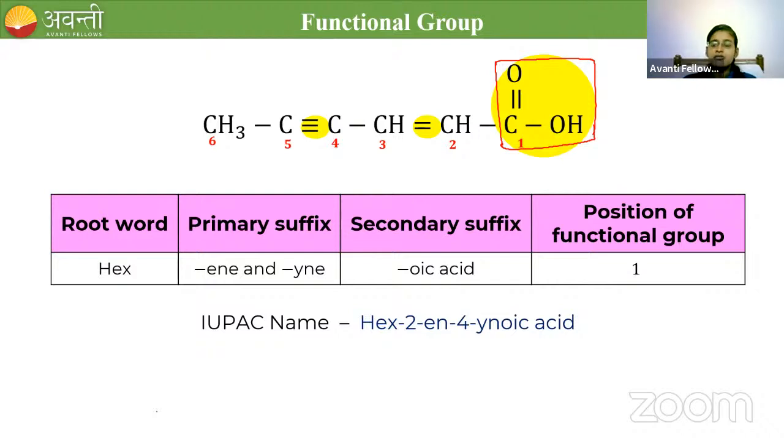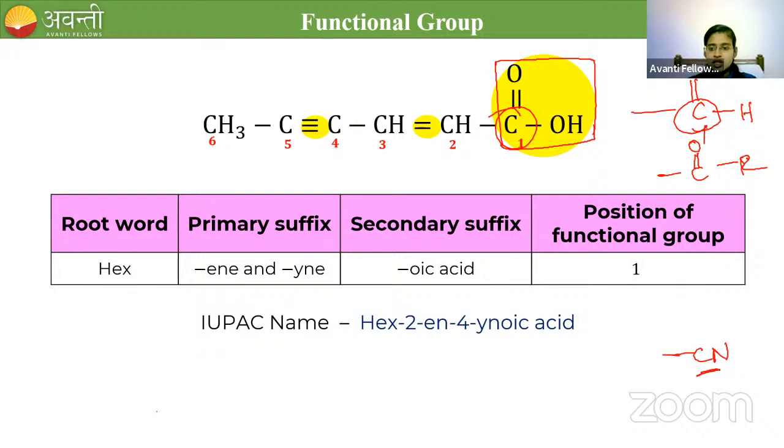If your functional group contains carbon, then you have to number that carbon also. For example, COOH has carbon, so I have to number that carbon. Aldehyde also has carbon, so you have to number it. Ketone has carbon, so you have to number that carbon. And CN also has carbon, so you have to number that carbon.